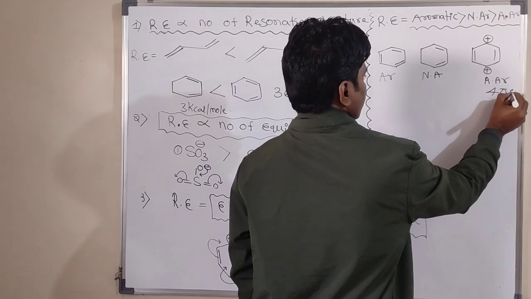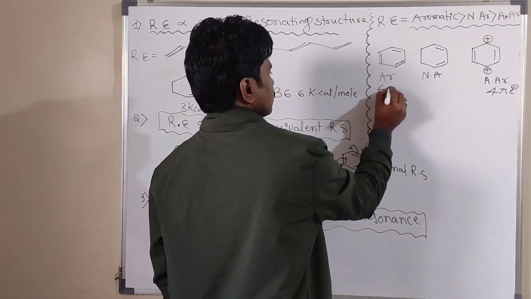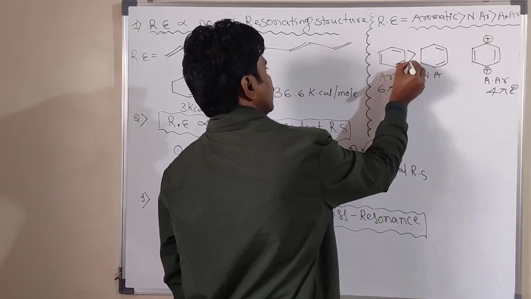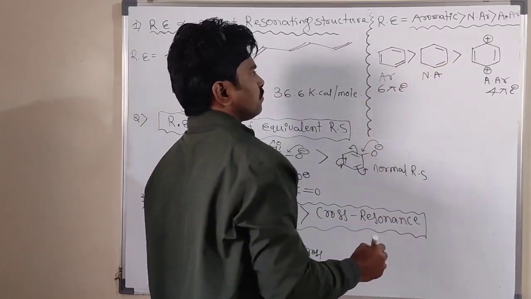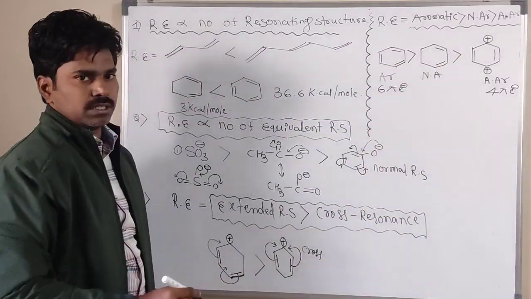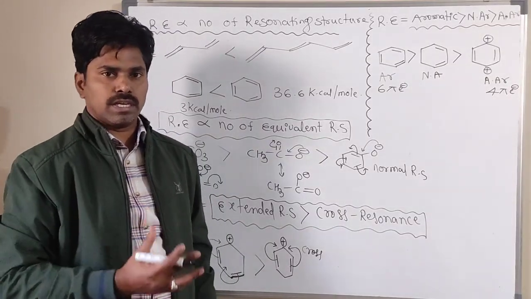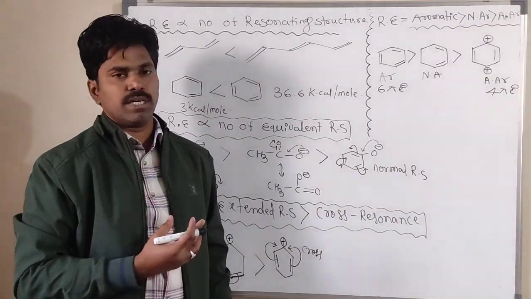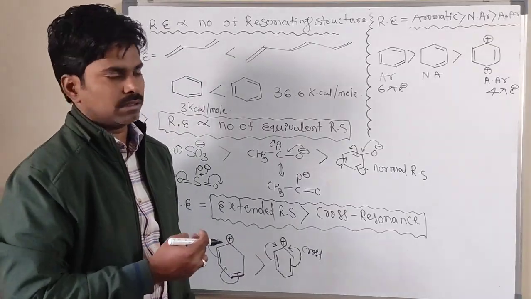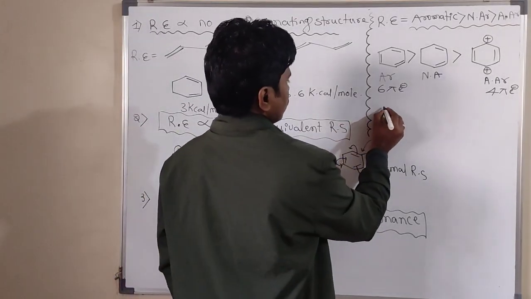Finally, aromatic has excess resonance energy. Aromatic compounds have more resonance energy compared to non-aromatic and anti-aromatic ones. Understood? And I will give another example also.